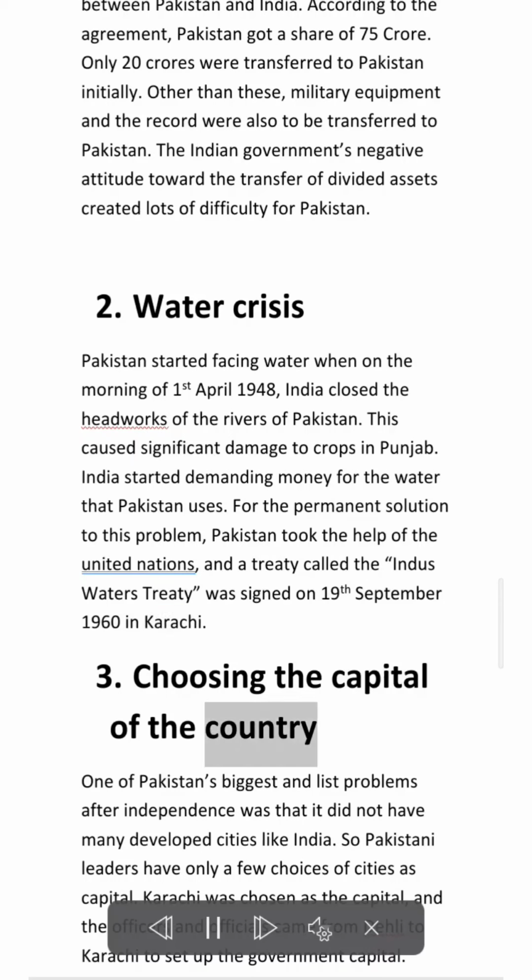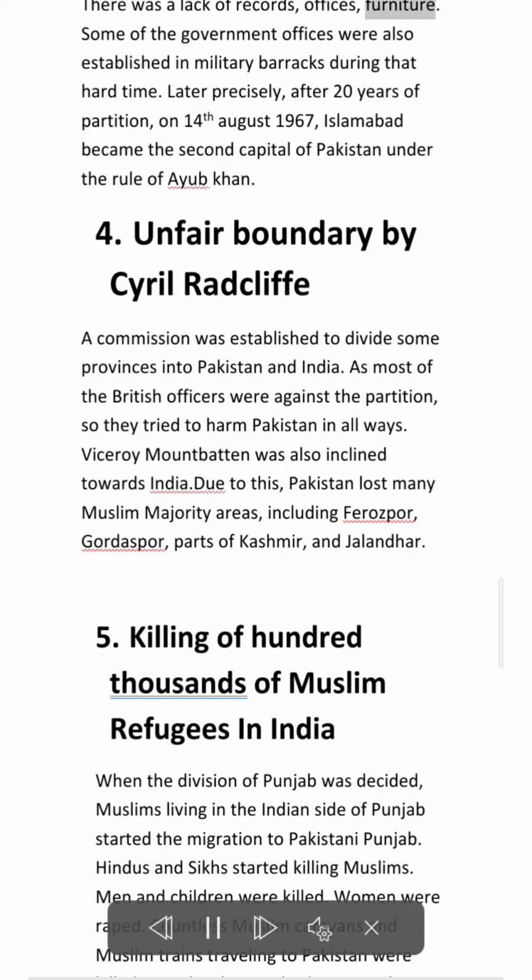Choosing the capital of the country. One of Pakistan's biggest problems after independence was that it did not have many developed cities like India. So Pakistani leaders had only a few choices of cities as capital. Karachi was chosen as the capital, and the officers and officials came from Delhi to Karachi to set up the government capital. There was a lack of records, offices, and furniture. Some of the government offices were also established in military barracks during that hard time. Later, after 20 years of partition, on the 14th of August 1967, Islamabad became the second capital of Pakistan under the rule of Ayub Khan.